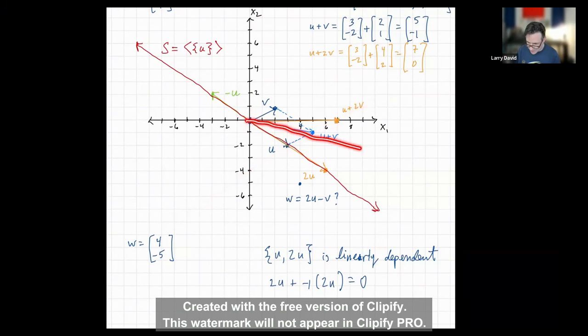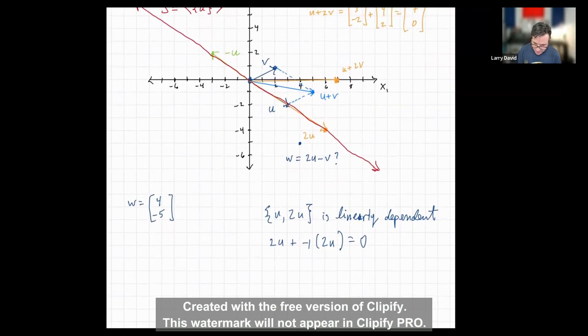So this line passes through u plus v, and this line passes through, pretend, u plus 2v, and they both pass through the origin, but they're different lines. So they're not on the same line through the origin. However, this point and this point are on the same line through the origin, and that is what it looks like graphically, geometrically, when a set is linearly dependent. Linearly dependent, you can think of that as they're on the same line.